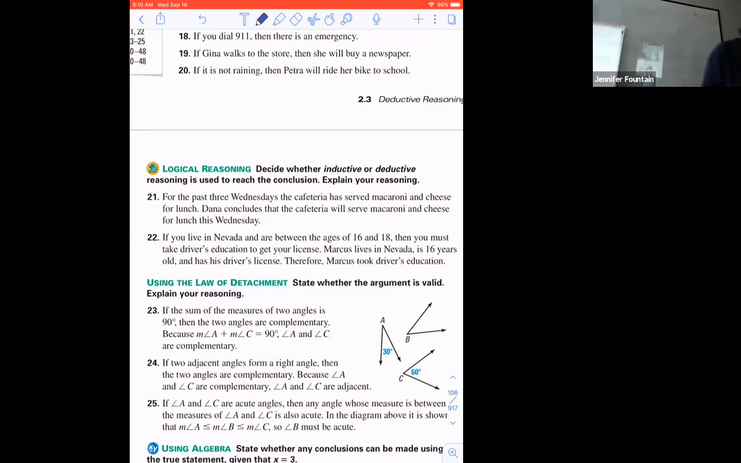Deduction. Why? Because everybody in Nevada between ages 16 and 18 has to take driver's ed. Okay, because it's a law, it's factual information. So we know that in Nevada, if you have a license and you're 16 years old, then you had to have taken driver's ed. Okay.